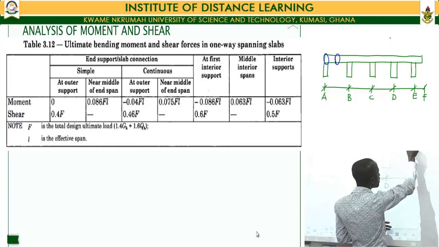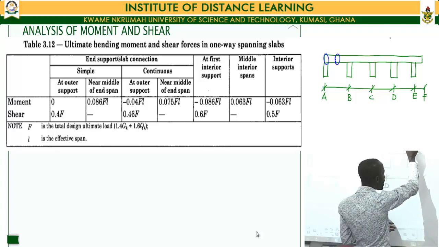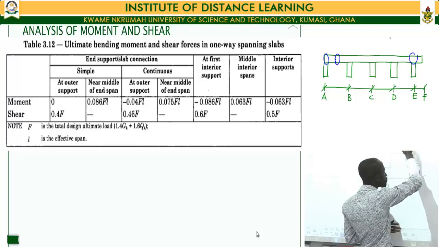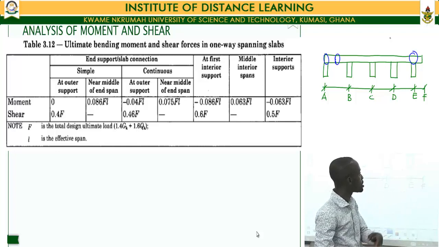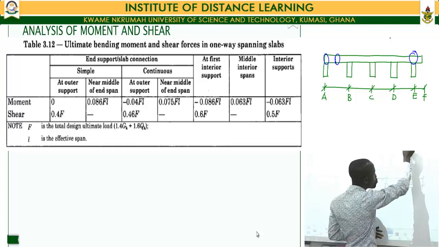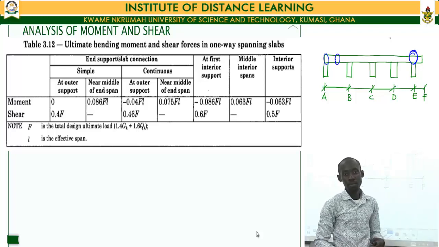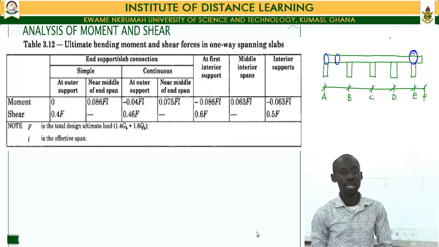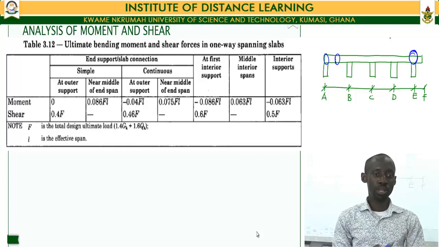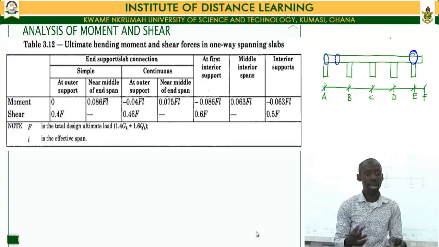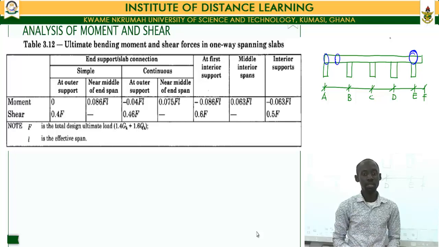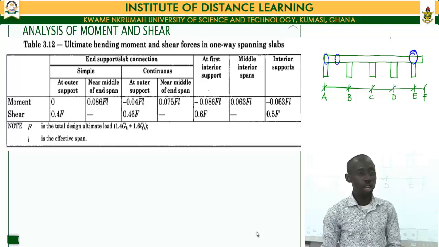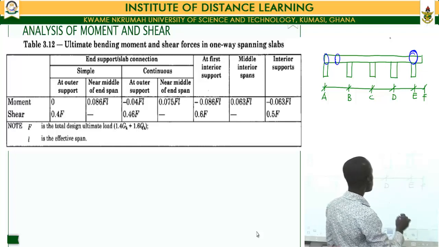And once it continues over, there's supposed to be a moment that would occur at this point. So then at the outer support for a continuous slab, it is making reference to the analysis that would occur at this side. And for that one, we are being told that our moment is going to be a negative moment with a value of 0.04 multiplied by our total design ultimate load and the effective span.